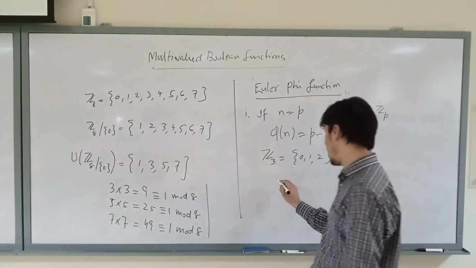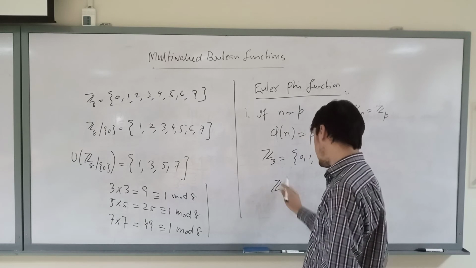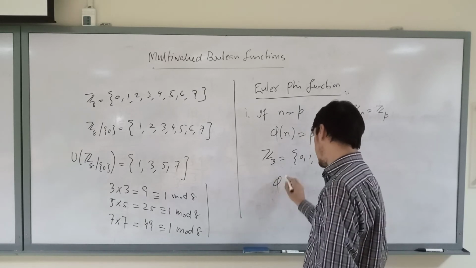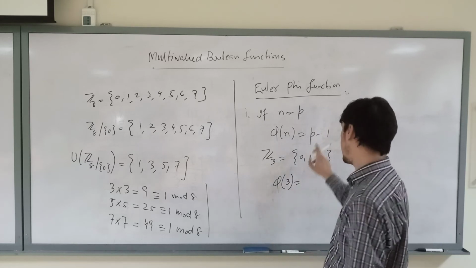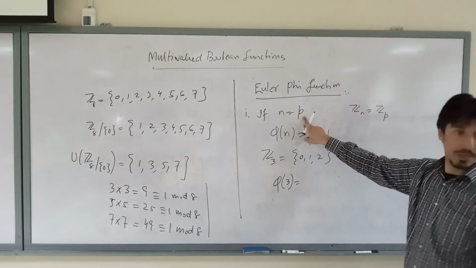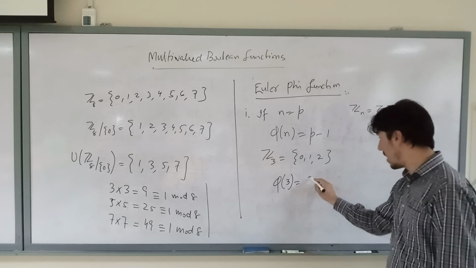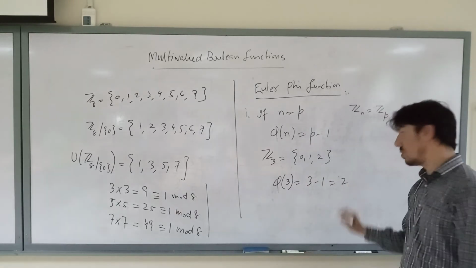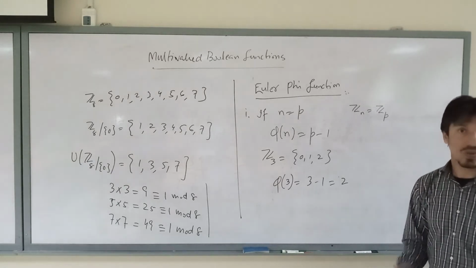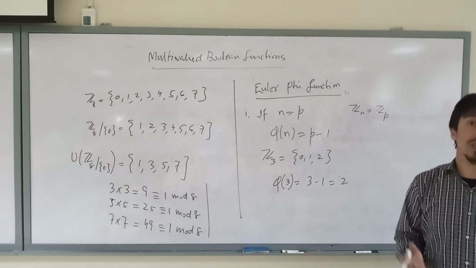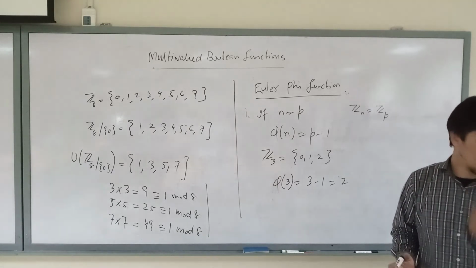So if I say Z3, it means here p is what? p is 3. So 3 minus 1 is 2. You have 2 unit elements. Those unit elements whose GCD with 3 is 1, okay?